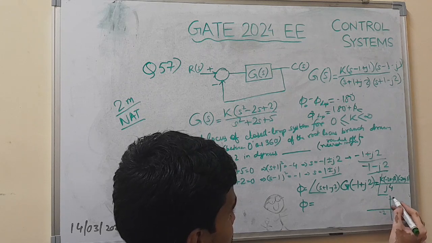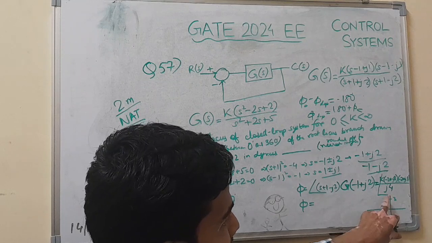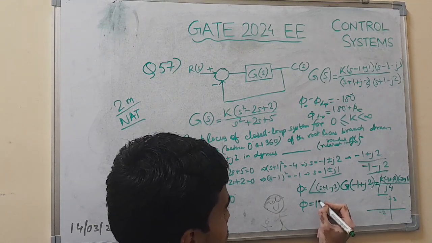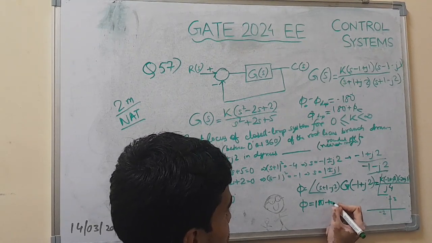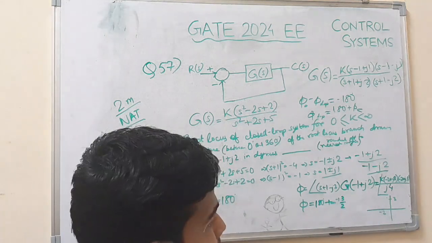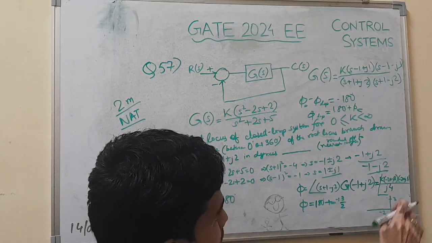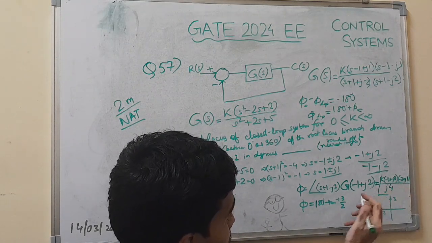Minus 2 and 3, so it will be in the second quadrant. Second quadrant means it will be 180 degrees minus tan inverse 3 by 2. So it will be 180 degrees minus tan inverse 3 by 2. After that, what we have to do? Take the argument of this term.